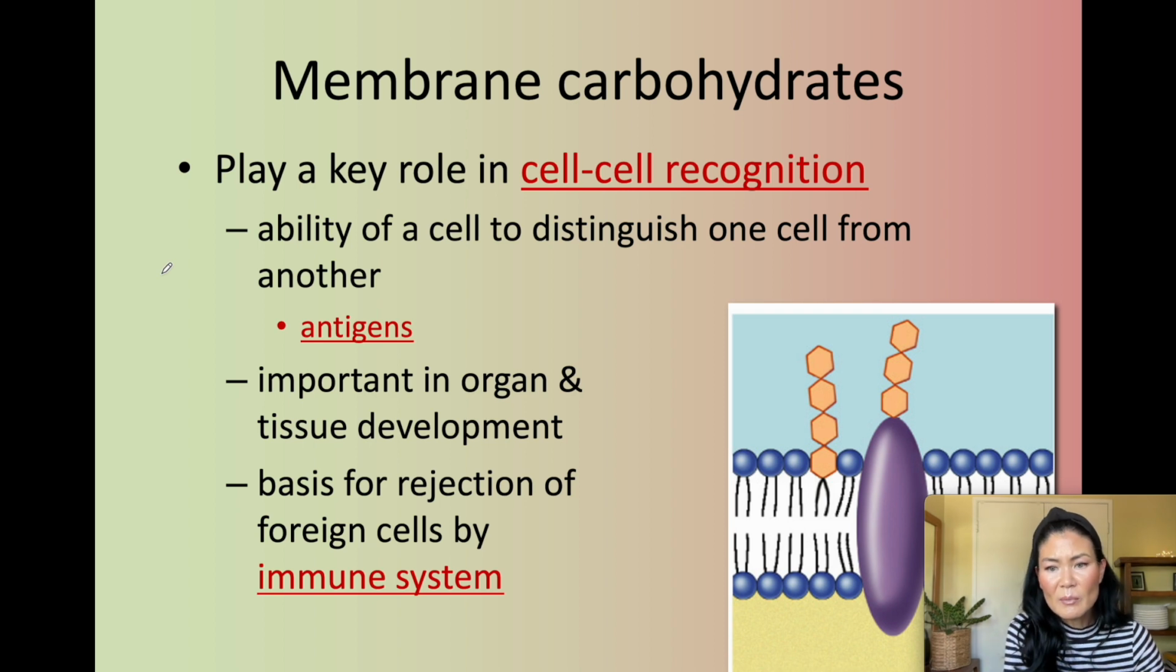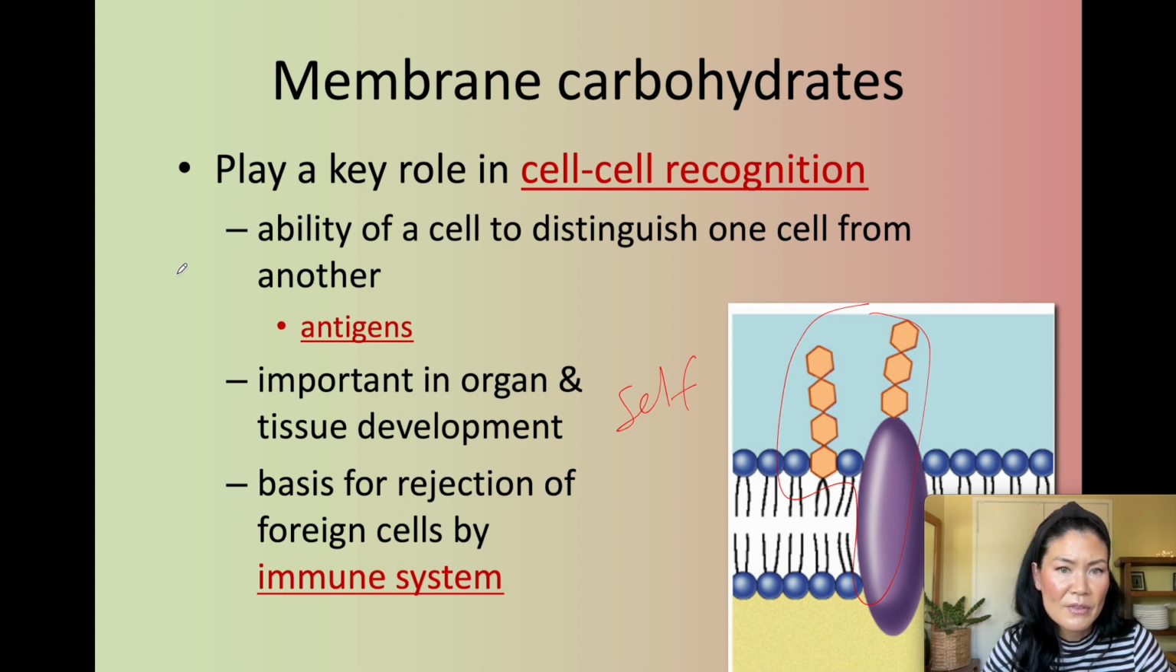I do want to talk a little more about those antigens, those ID markers. These membrane carbohydrates play a really key role in cell-to-cell recognition. It helps your immune system recognize your cells as being self. It's the ability of a cell to distinguish one cell from another, and these are what we call antigens. It's important in organ and tissue development, and it's the basis for rejection of foreign cells by the immune system, because if you get infected with certain types of bacteria, your immune system is going to look at those carbohydrates and see that they're not your self cells.